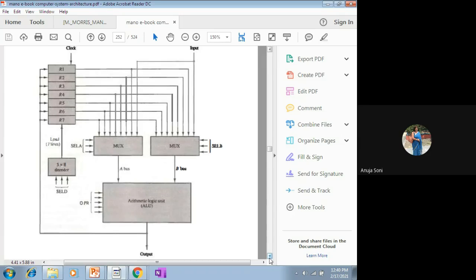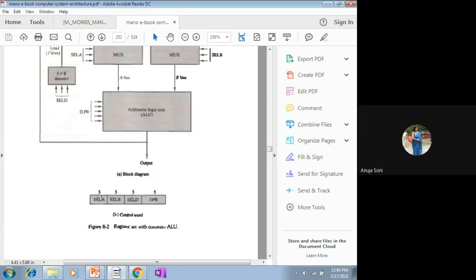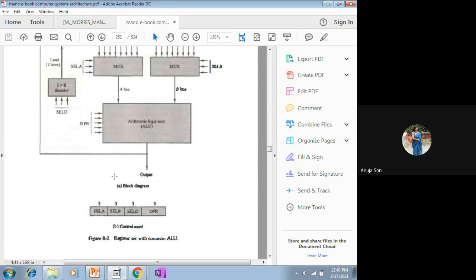So collectively, these are the select A pins. How many pins? 3 pins comprise your select A, and 3 pins for select B, and 5 pins for OPR, and 3 pins for select D. So in total, these are 5 and 3, 8 and 3, 11 and 3, 14.